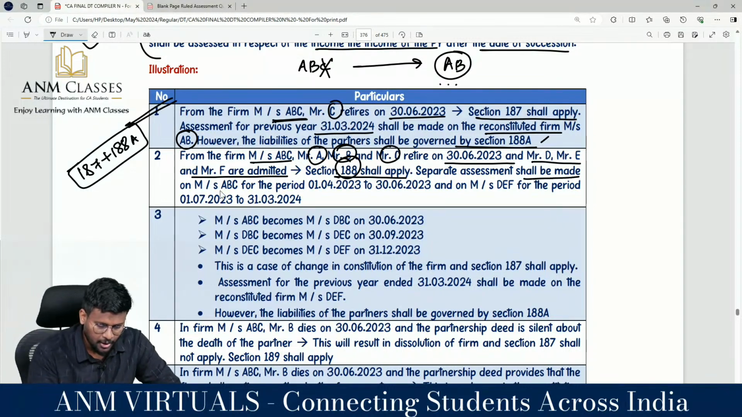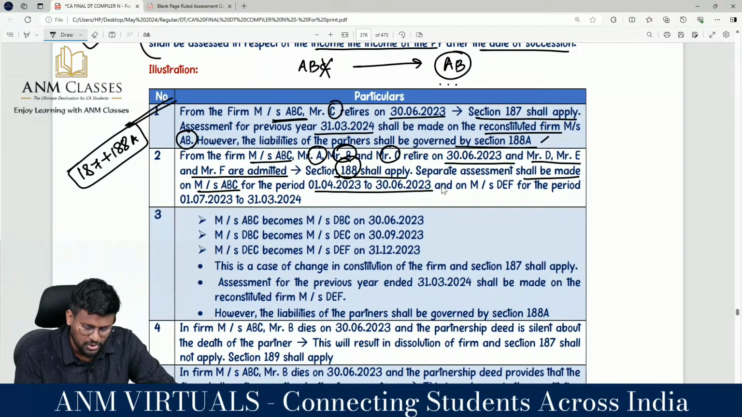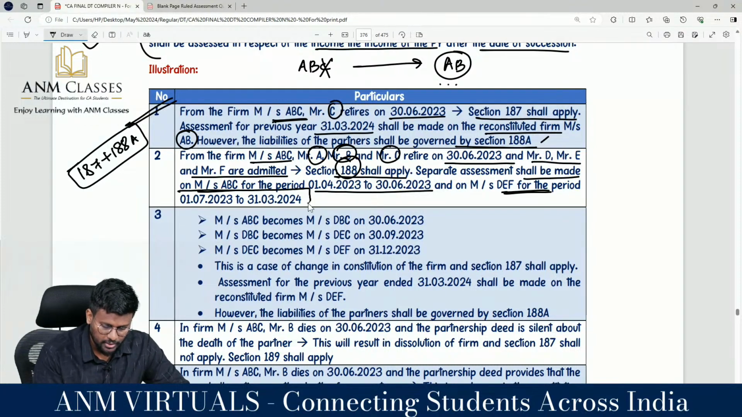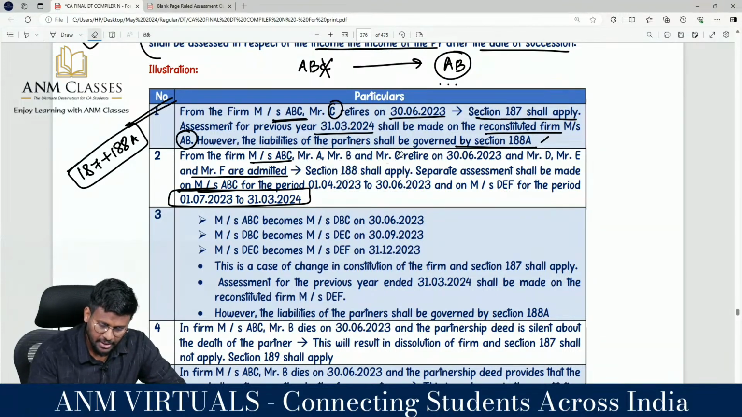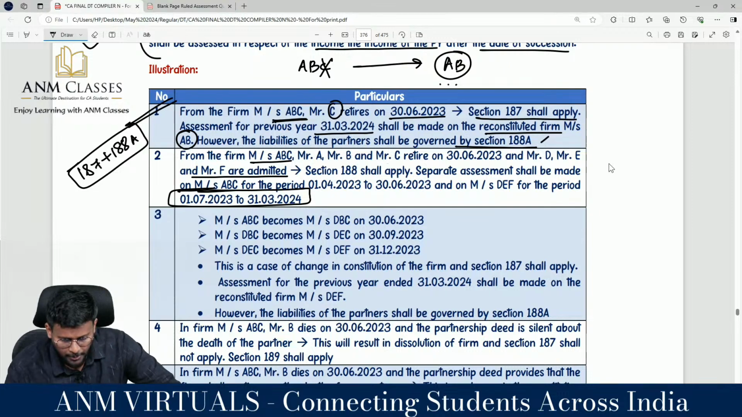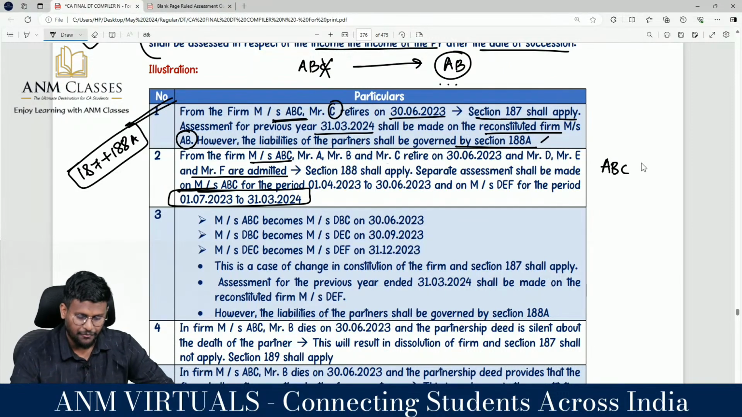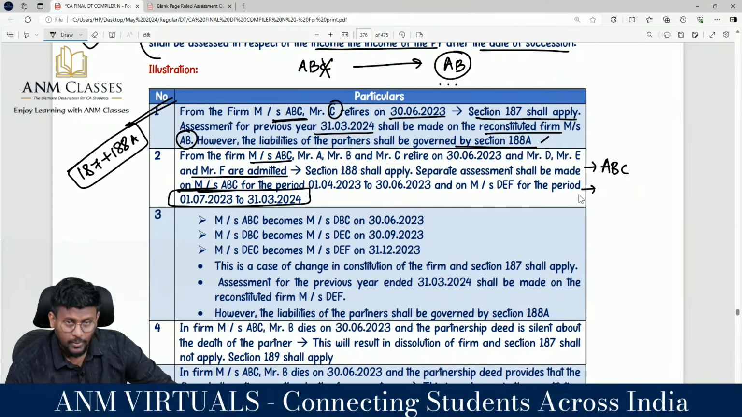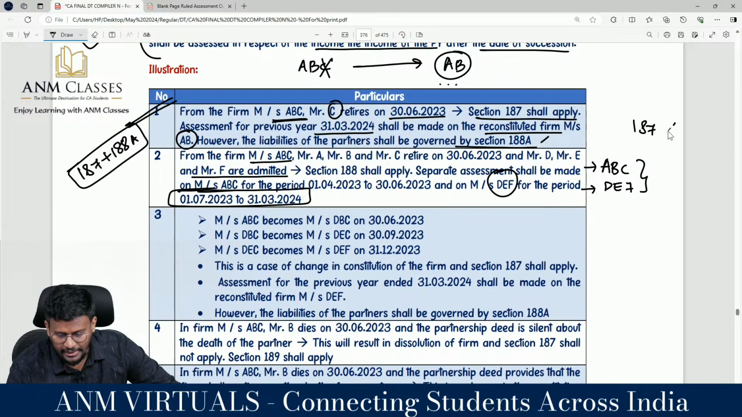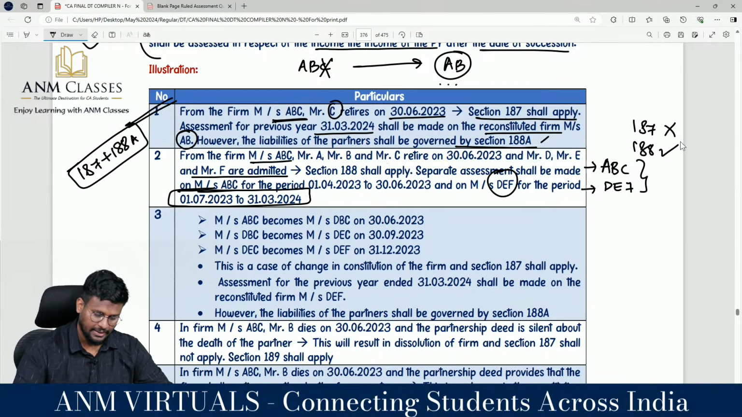Separate assessment shall be made on Mrs. ABC for the period 1/4/2023 to 3/6/2023 and on Mrs. DEF for the period 1/7/2023 to 31/3/2024. That means till the date of succession, my dear lovable students, the assessment will be passed on A, B, C, that is from 1st April to 3/6, and from 1st July onwards to 31st of March the assessment order will be passed on DEF because this is not a case of 187, this is a case of 188.